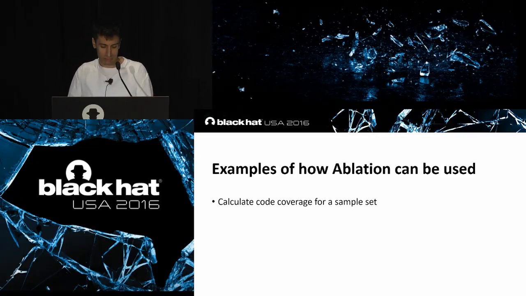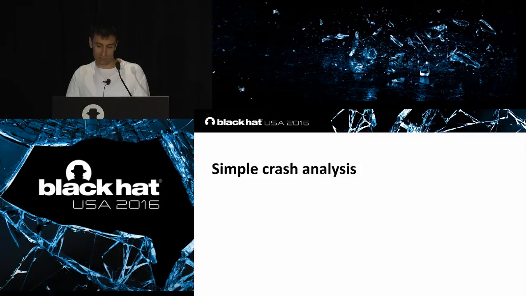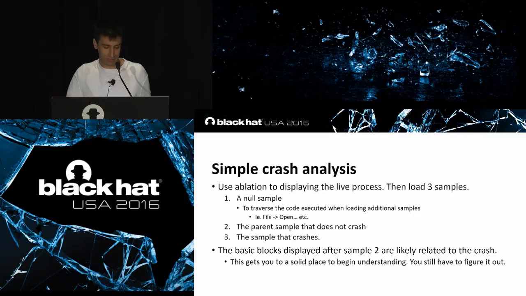So, different ways that ablation can be used: calculating coverage for a sample set, highlighting untested features. That's when you run through like an entire test suite. Auto-generating new samples. I actually did this. It worked out pretty well, but I wasn't looking to generate actual test samples. I was looking to generate samples that get me to certain areas of code. Crash analysis.